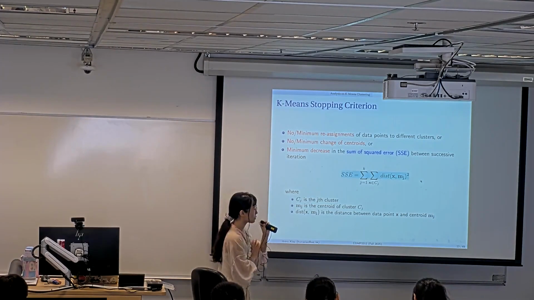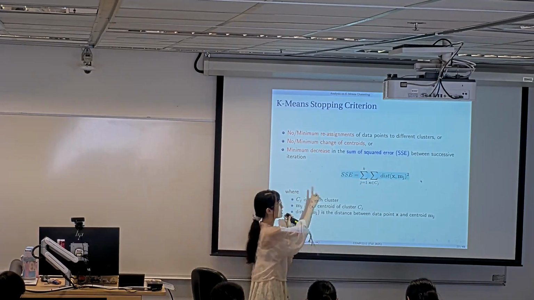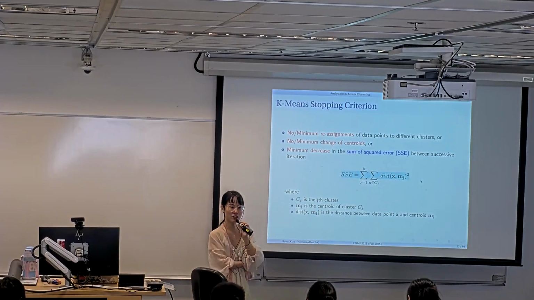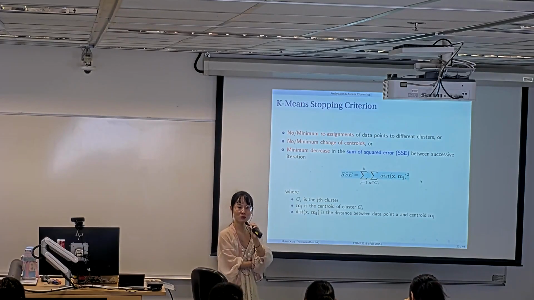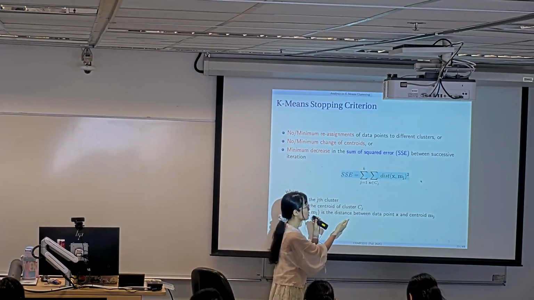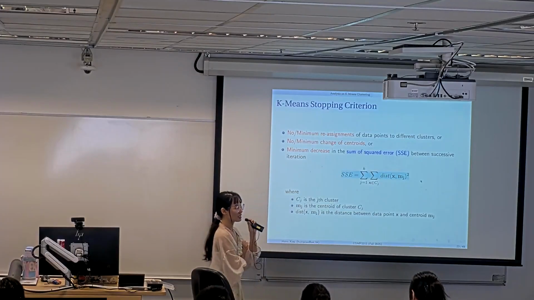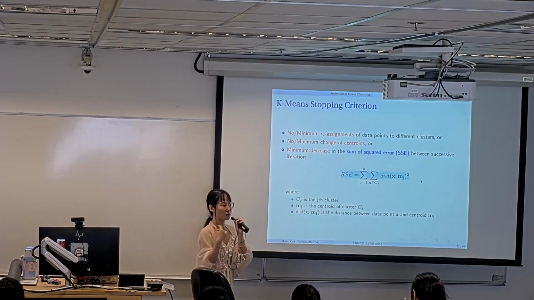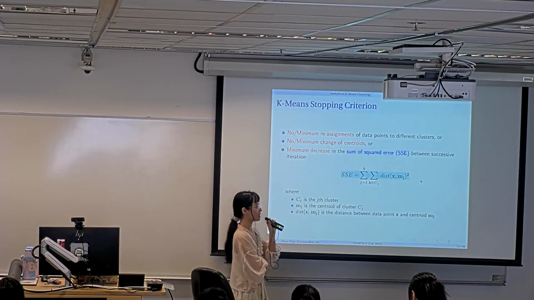We won't provide the mathematical proof of why those steps will minimize this SSE, this error function. If you are interested, later in COMP2211 Fundamentals of AI, that course will teach you why minimizing this SSE results in the algorithm steps. But for now, you only need to know that we are trying to minimize this error, SSE.